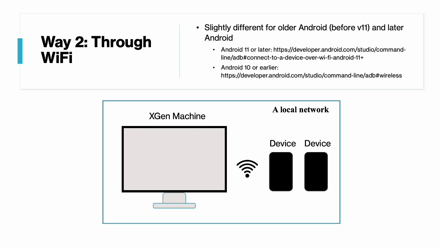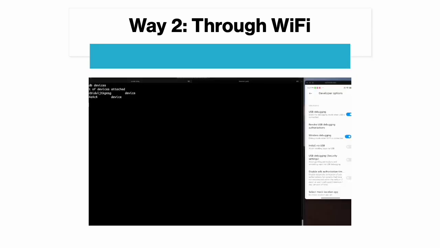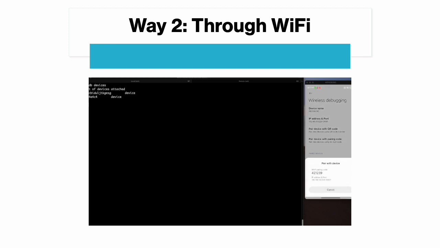The second approach is to use Wi-Fi rather than USB cables for the connection. Please see those links for the detailed instructions. Here is a quick demo. On Android 11 or later systems, you will need to turn on the wireless debugging feature in the developer options. After that, you will see a pairing code.